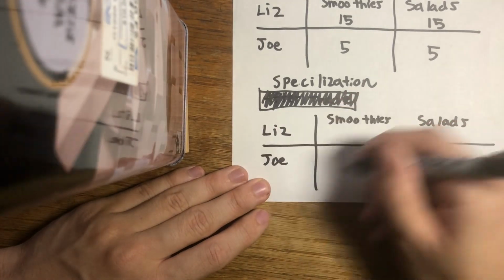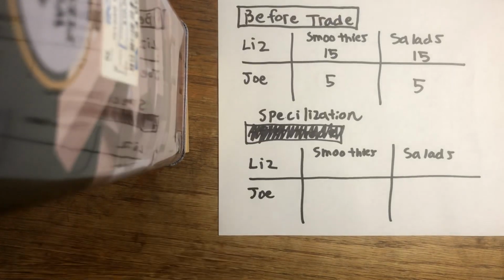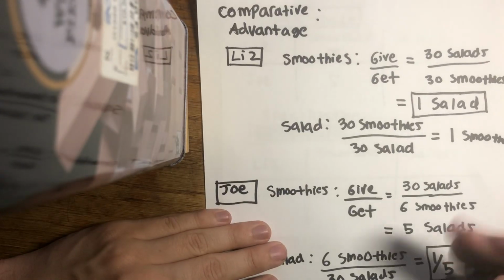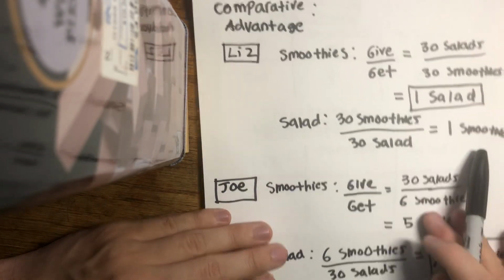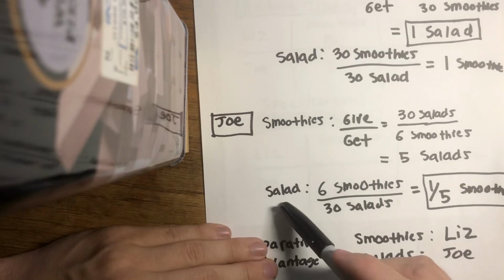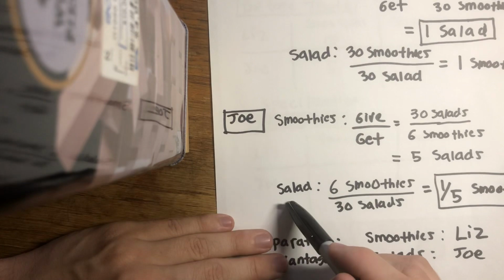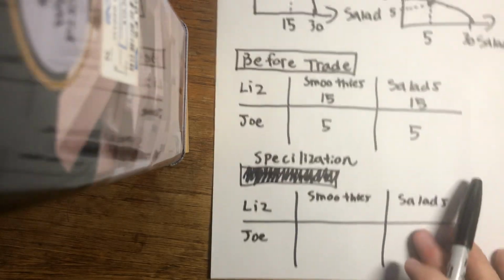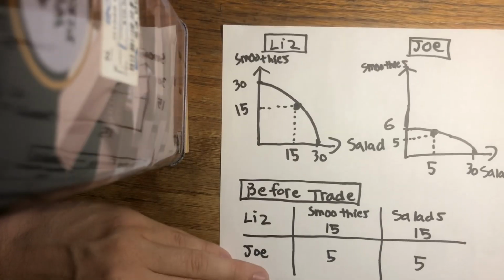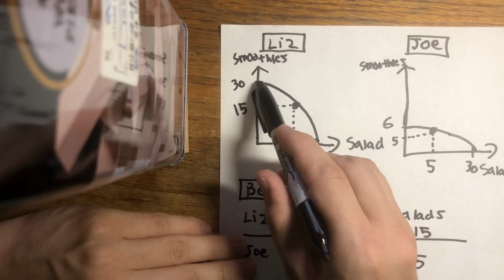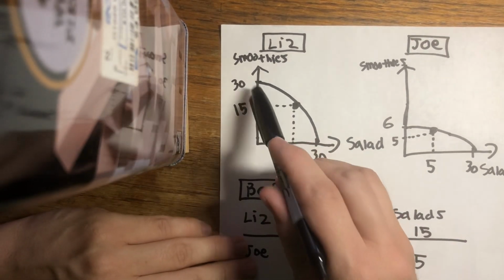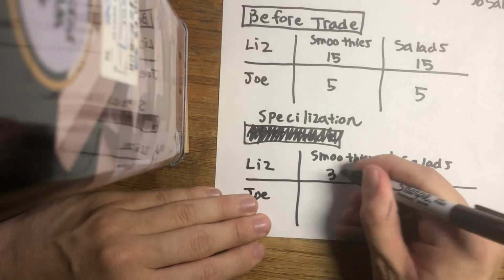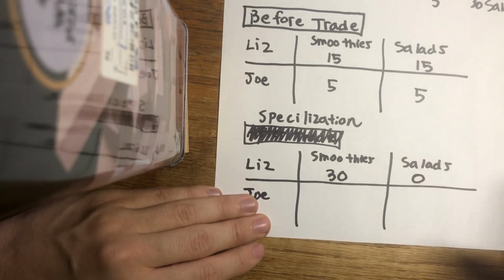So they're only going to be producing what they have the comparative advantage in. Now, reviewing from our second page, we see that Liz has the comparative advantage in making smoothies, while Joe has the comparative advantage of making salads. So that means that Joe should only focus on making salads, and Liz should only focus on making smoothies. Now, looking in terms of the production possibility frontiers, we see that 30 is the most that Liz can make if she solely focuses on producing smoothies. So we're going to write this amount down here, that Liz is producing 30 smoothies but 0 salads. She's not even thinking about salads.